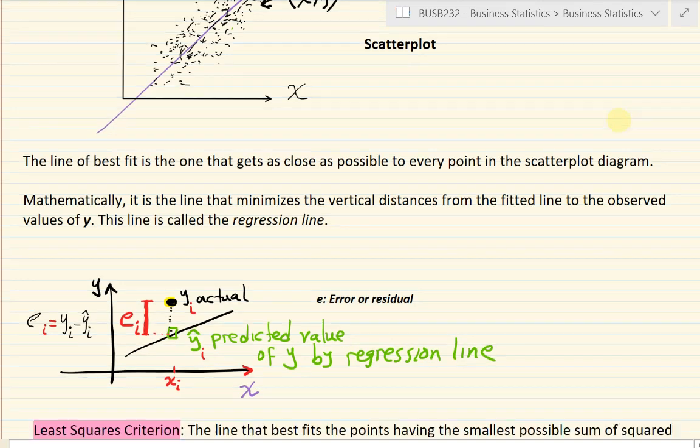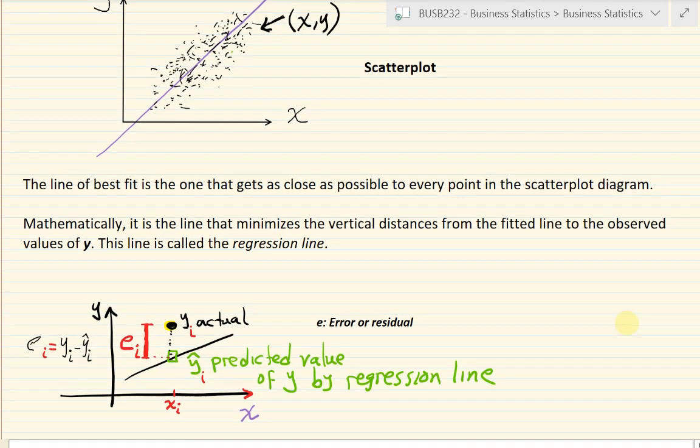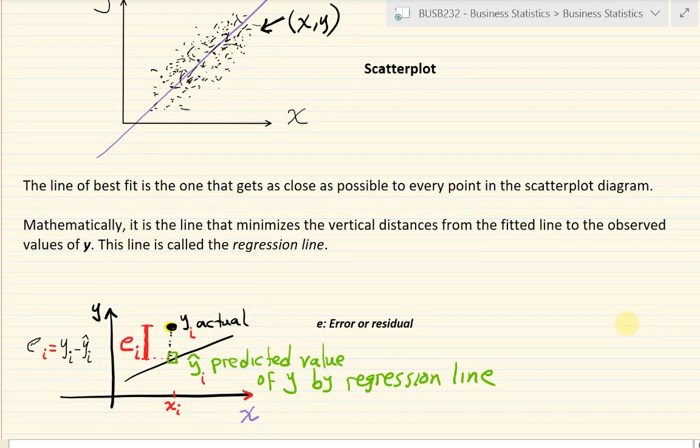Mathematically speaking, this is what we want to do ideally. We would like to minimize the vertical distances between the fitted line and the observed value of y. The line that characterizes this is called the regression line. Now, this idea of minimizing the vertical distances from the fitted line means this.